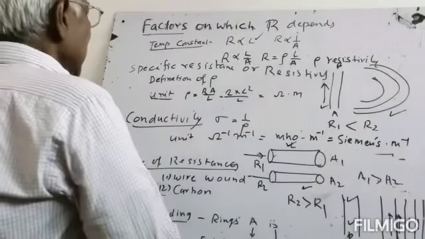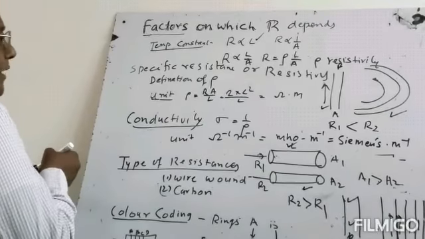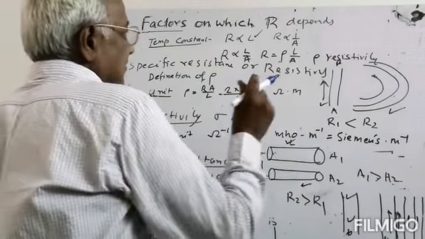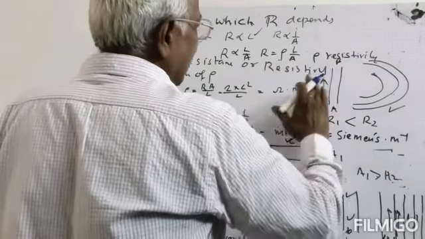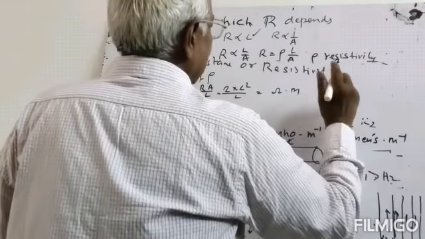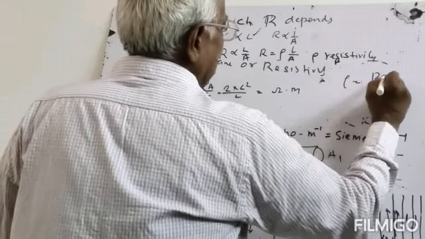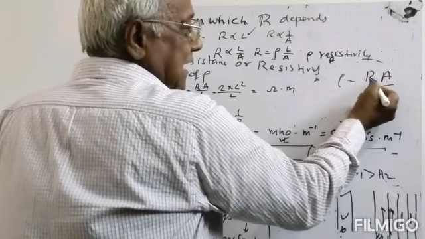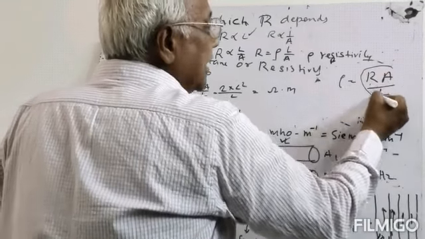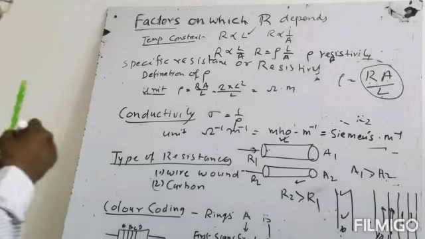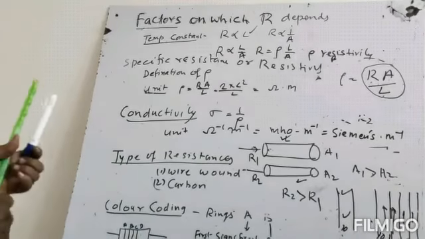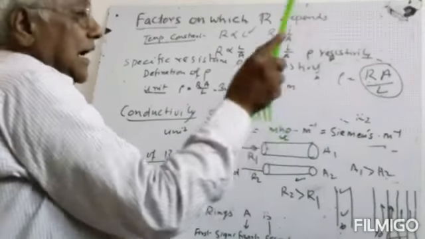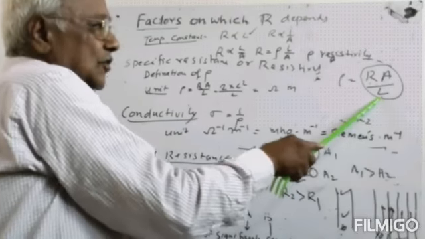Here also the specific resistance rho will be, so we can write rho is equal to R A divided by L. So if L increases, R increases. If A increases, R decreases. So this ratio is always constant. It means the rho doesn't depend upon the length of the conductor and area of cross section.